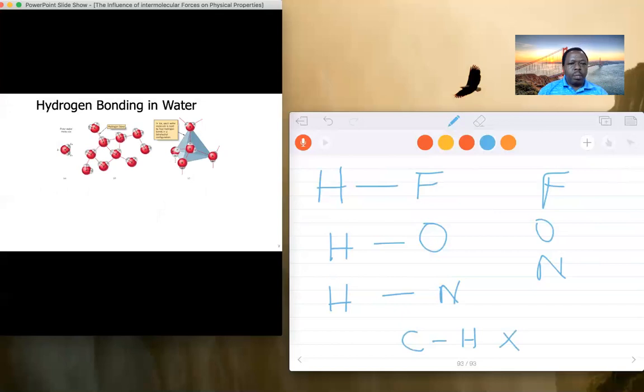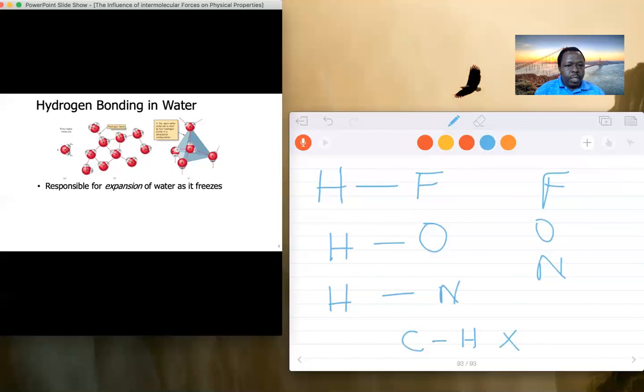Okay, by looking at the molecular structure of a compound, you should be able to tell that hydrogen bonding is in there. For example, water molecules in a sample of water. For this one, I can tell you that the predominant type of intermolecular force is hydrogen bonding.